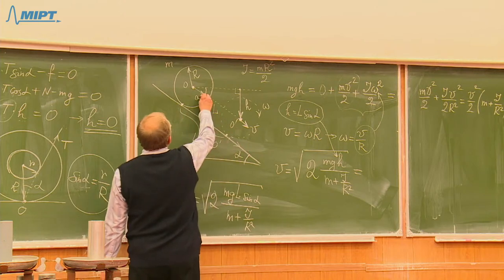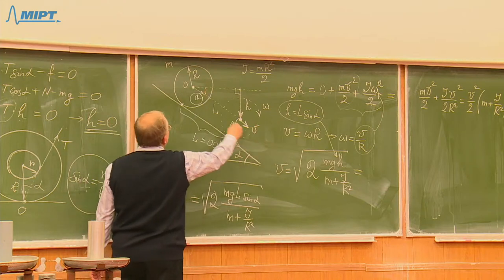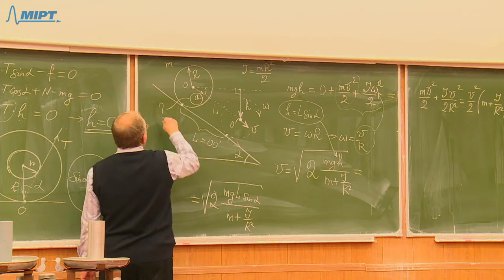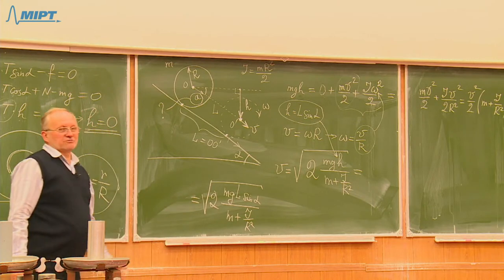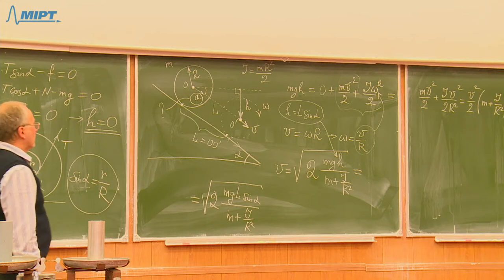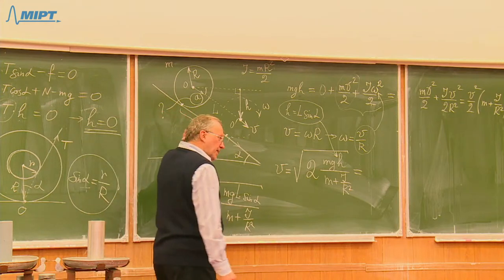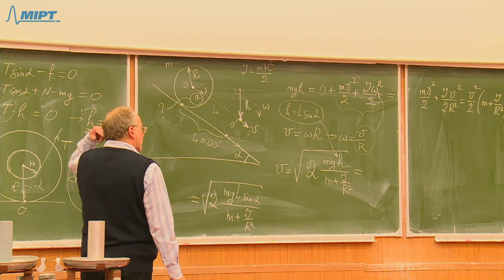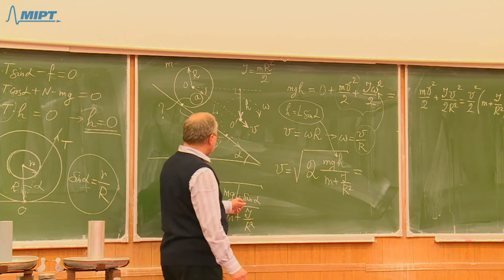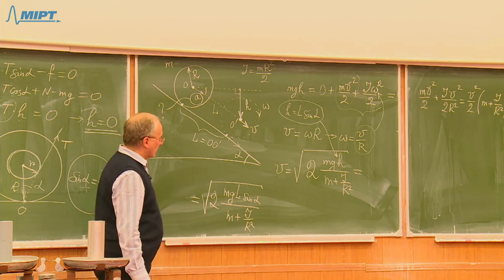What we wanted to find is this acceleration of the center of mass of the cylinder. So what is the acceleration? Where is the acceleration? We have no acceleration here in these formulas. But we may recall the relationship between the velocity and the displacement for a uniformly accelerated body.